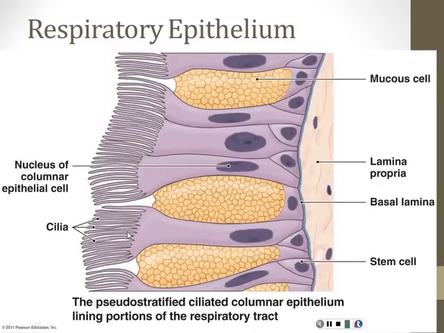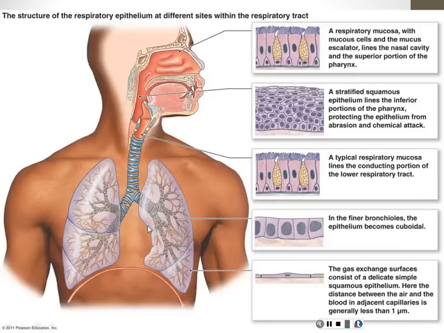These cilia move, they beat, kind of like multiple rowers in one boat. They sort of all beat together. Well, the cilia do that same thing. They beat to move that mucus lining up towards the esophagus. All right. So that's the respiratory epithelium.